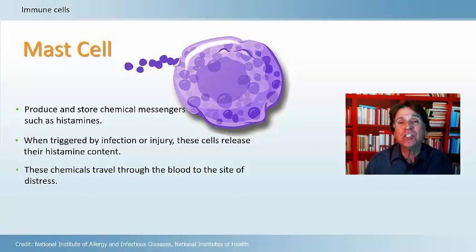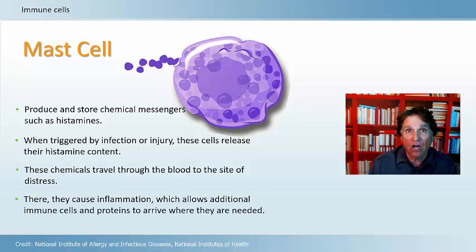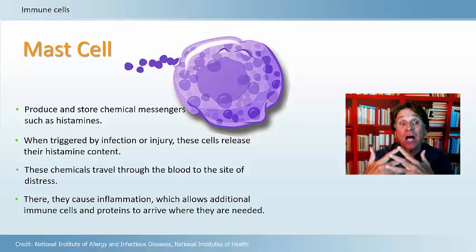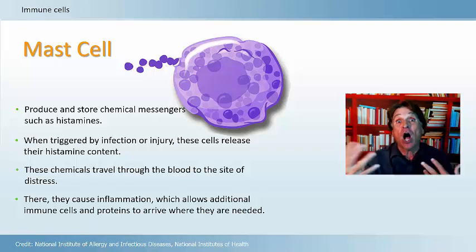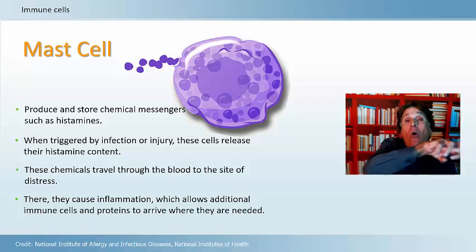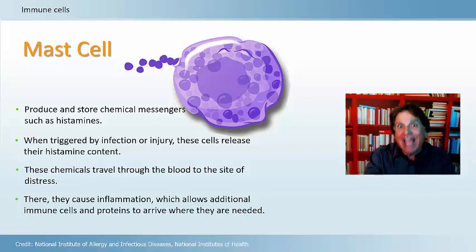And the histamines, once they're released by the mast cells, travel in the blood system to the site of injury or infection. And there, they can change the permeability of blood vessels, which allow other immune cells to go out of the bloodstream and to collect in the areas where they're needed. Or they can change that permeability to let other defense chemicals out into those surrounding areas.